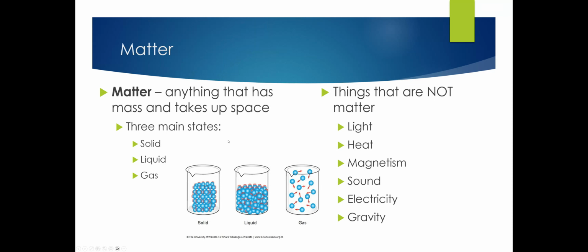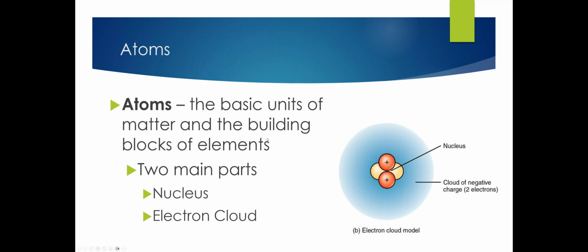The things that are not matter are typically going to be energy and forces. Light is a type of energy, heat is a type of energy, gravity is a type of force, magnetism is a force. I don't have a strong physics background, but what we're going to focus on are those things that are made up of atoms. Atoms are the basic unit of matter, and of course they're the basic unit of living things as well. They make up everything, living and non-living.